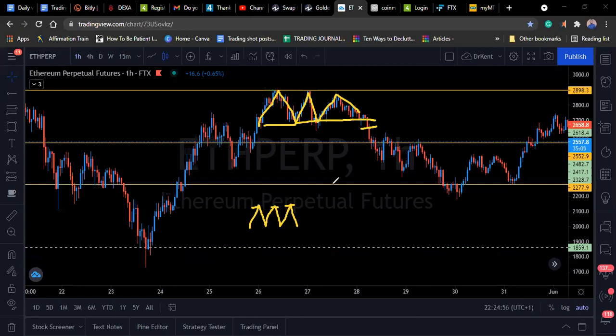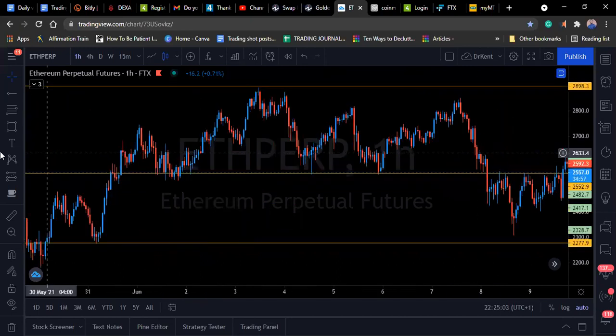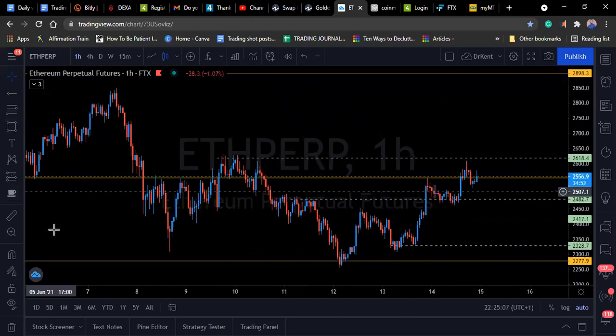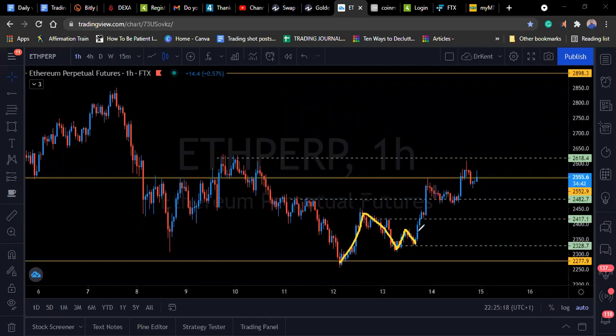So the same thing applies to complex W. An example is here. This is a complex W. You had a W, then it gave you another W. So this is a complex W. Why? Because you had the first one, 1, 2. You understand? That's a complex W.